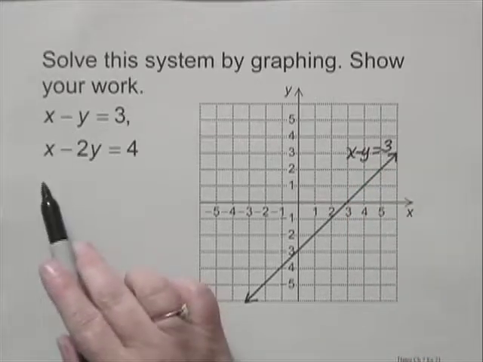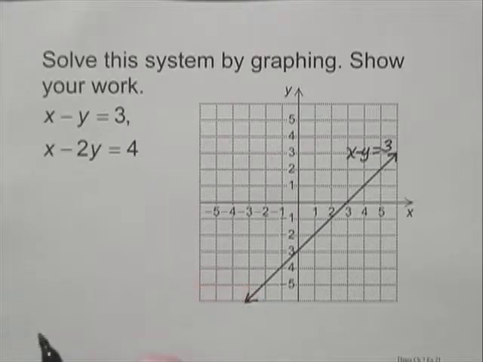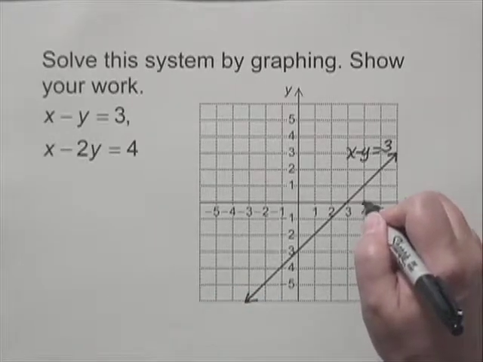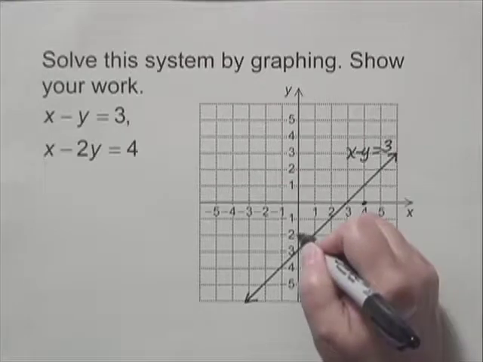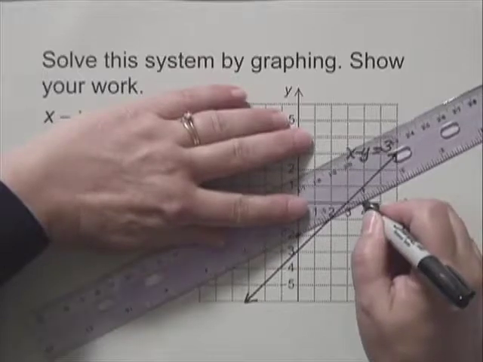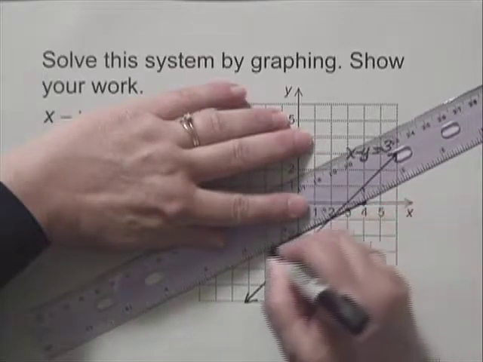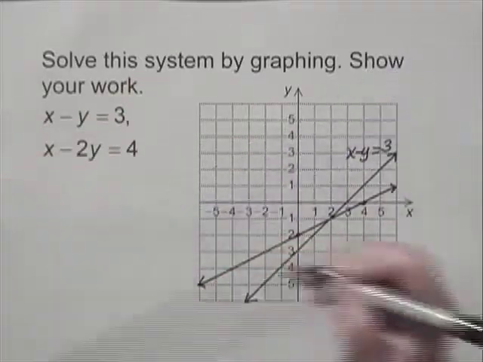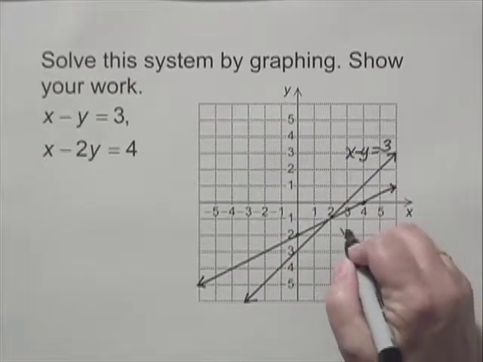And then we'll graph the equation x minus 2y equals 4. That's going to have an x-intercept of 4, 0 and a y-intercept of 0, negative 2. So we'll graph that equation and label it. And they do intersect at one point, as we can see.